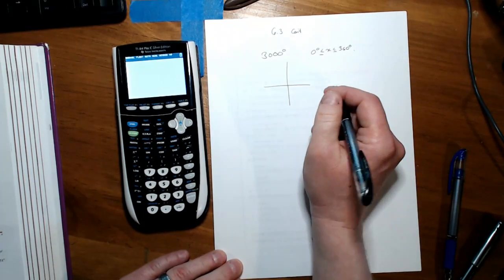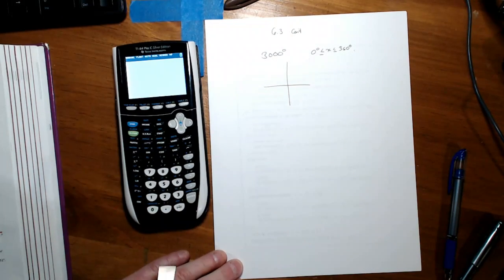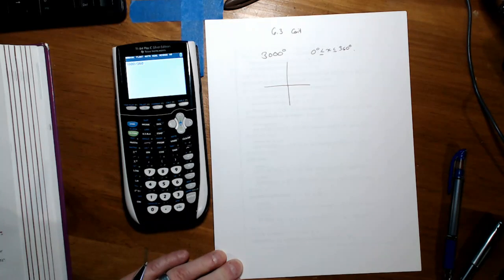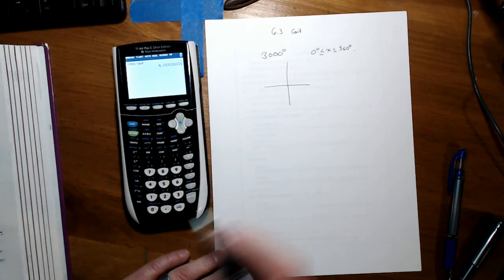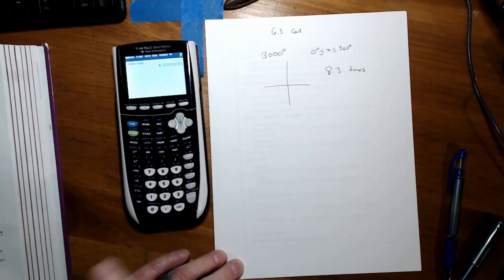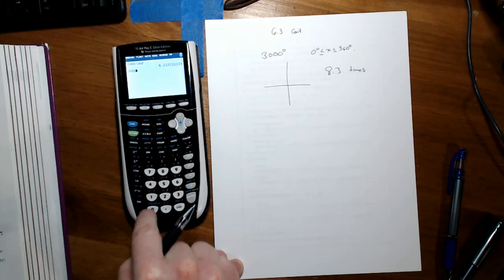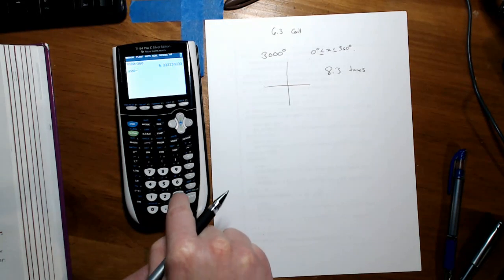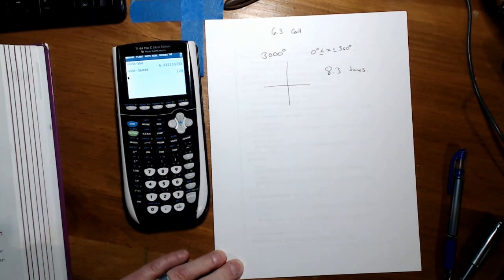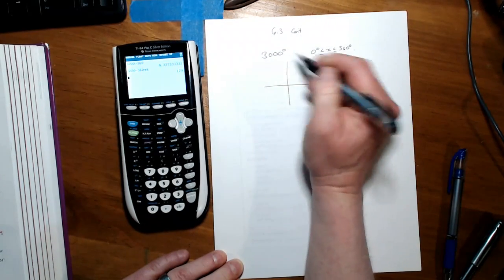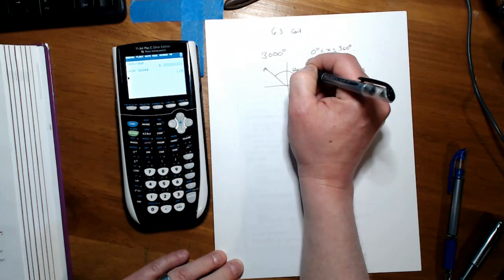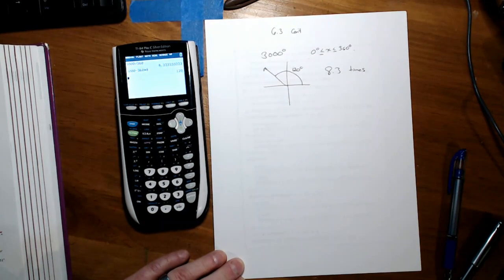So 3,000 degrees, we've got to figure out how many times that goes around the circle. So we're going to do 3,000, and then we're going to divide that by 360. And that's going to go around 8.3 times. Great. So what I'm going to do now is take 3,000 and subtract 360 times 8. And I'm left with 120 degrees. So that means it goes around 8 times, and then it ends up stopping at 120 degrees. And that's really all you have to do for that kind of stuff.